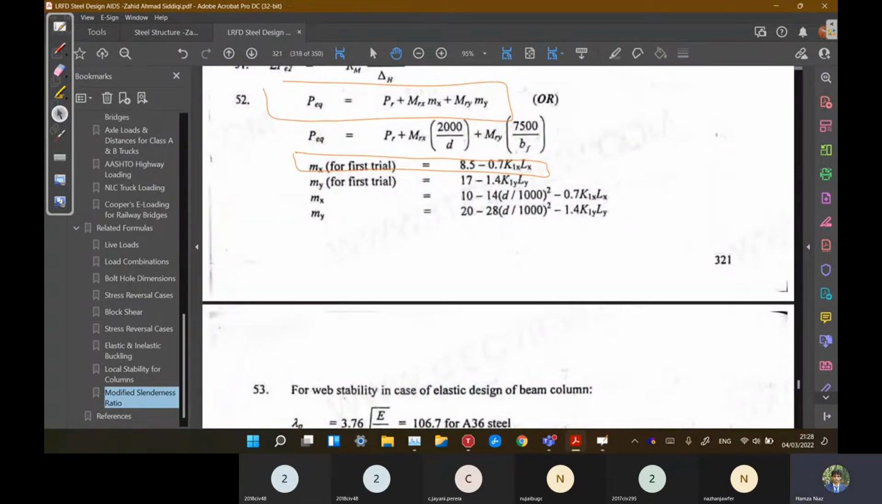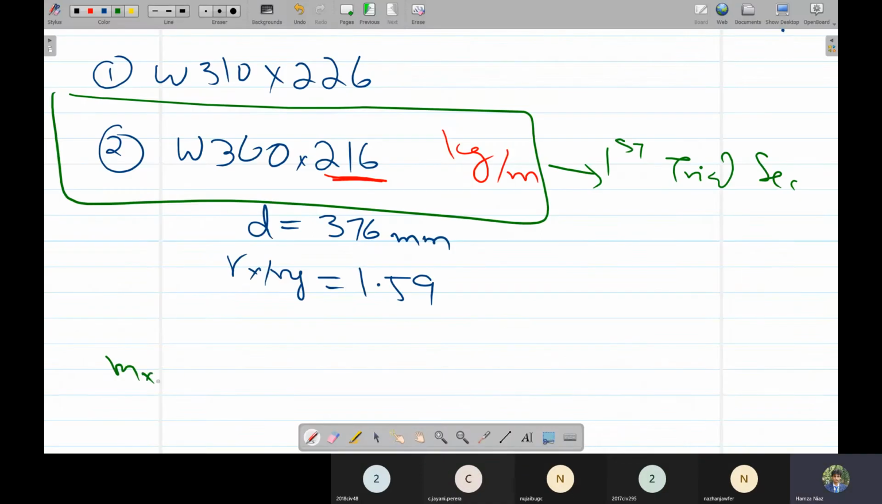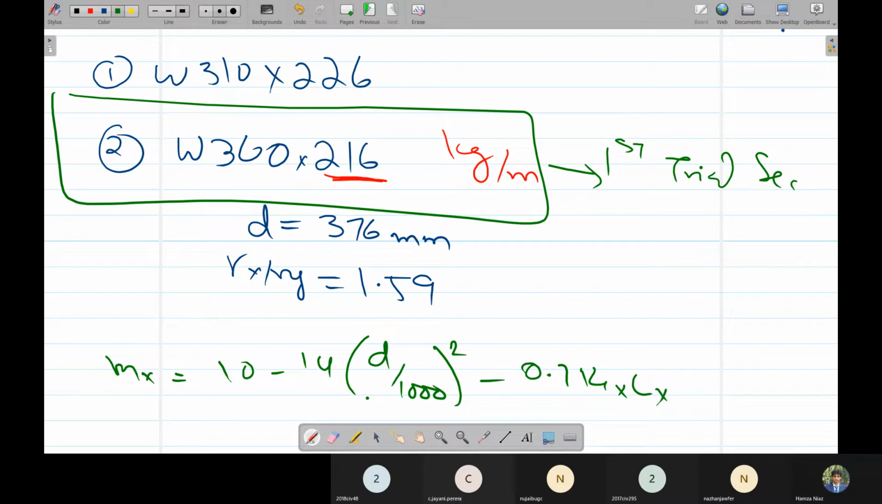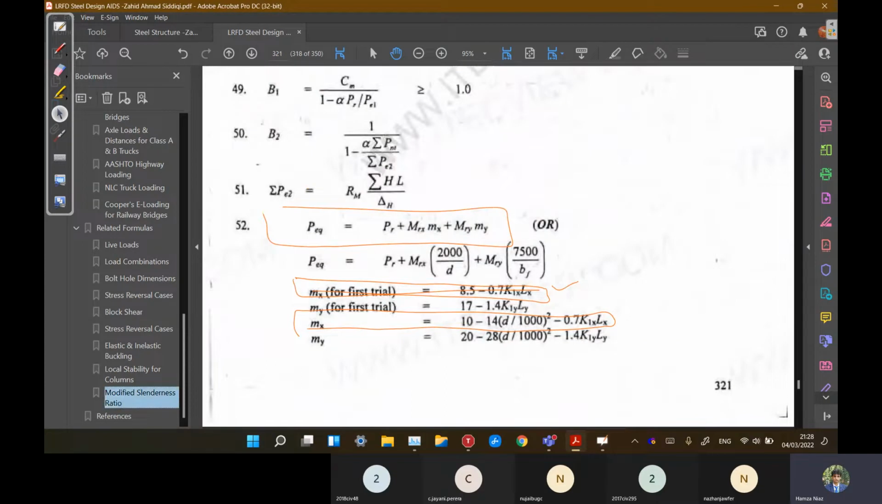We have calculated the first trial section. We have already done this. Now we'll use this formula: Mx is equal to 10 minus 14 P over 1000 whole square minus 0.7 K on x and x. So we'll put the value of D here. D value was this one. So we'll calculate Mx here.